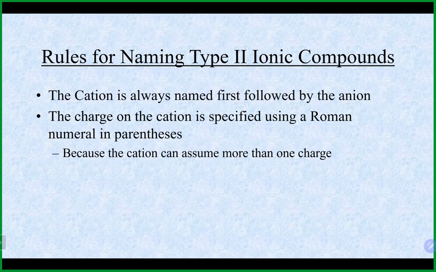And if it's group 1, 2, or 3, or zinc, cadmium, or silver, it is type 1. You don't need to worry about Roman numerals, just the whole name and -ide.